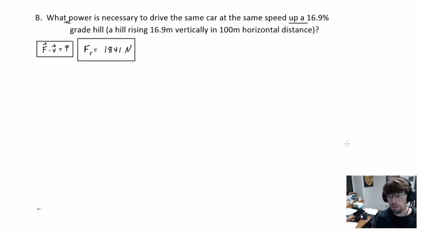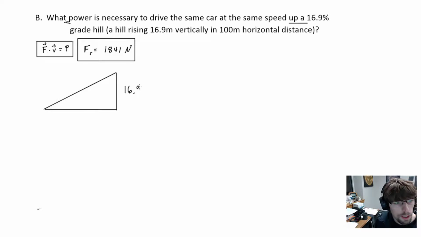And after the wonderful magic of, well, whatever, world of Disney, we have our second part up here. So here's the next question. What power is necessary to drive the same car at the same speed up a 16.9% grade hill? A hill rising 16.9 meters vertically and 100-meter horizontal distance. Oh, okay. Well, the first thing we better do, let's go ahead and draw a triangle to get an idea. So what are we talking about here? We're talking about 16.9 meters for 100 meters.